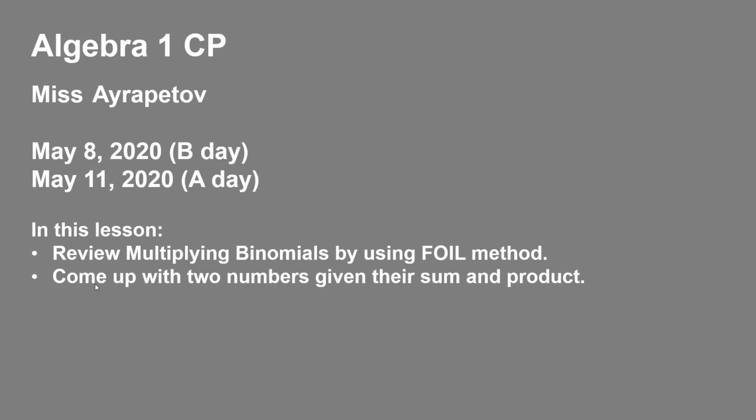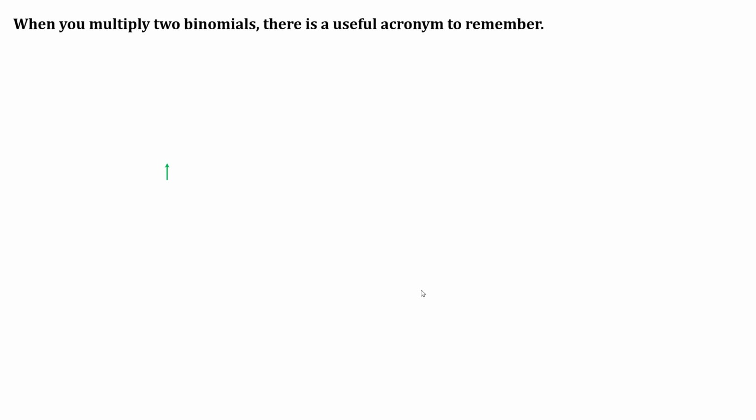And then the second is we're going to look at a few examples where you're given a product and a sum of two integers, and you have to figure out what those two numbers are. It may seem like an arbitrary number puzzle we're doing in the middle of this algebra lesson, but next lesson you'll see how it all comes together, okay? All right, so first, let's review the FOIL method.